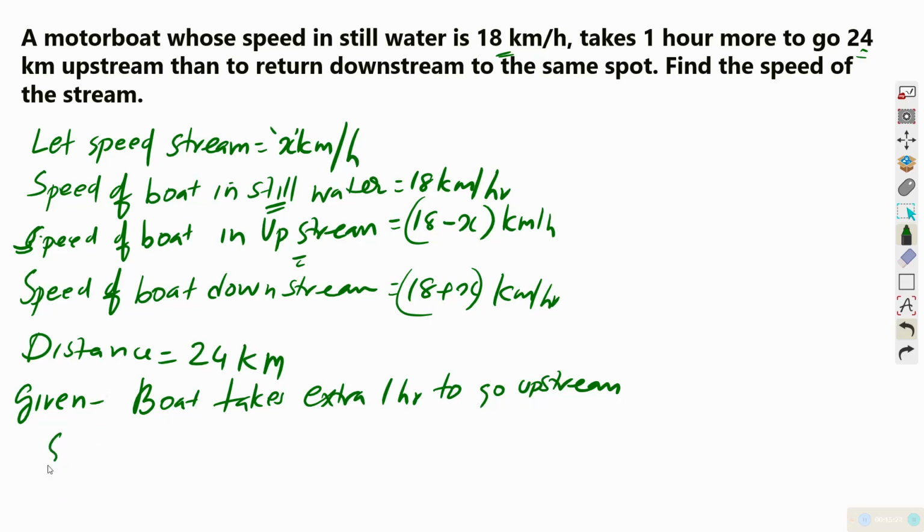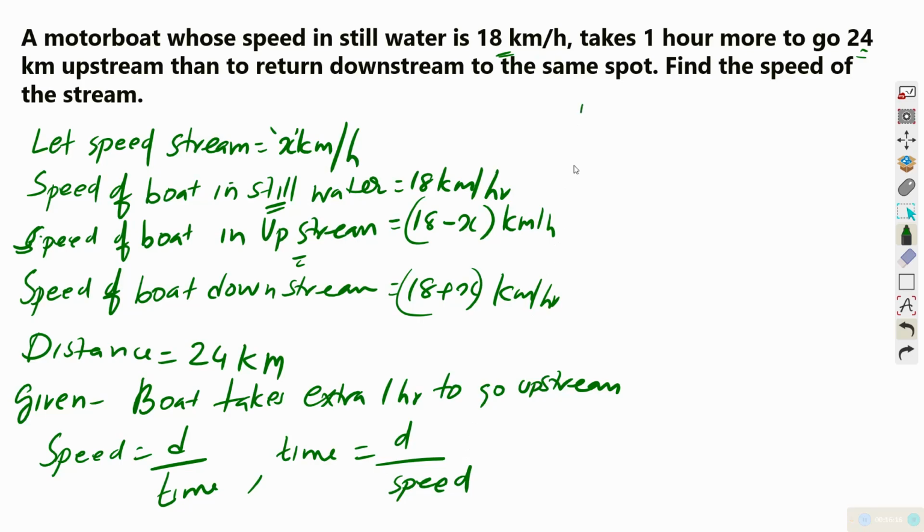We know that speed is equal to distance upon time. And distance is known to us. So we can rewrite it as time taken is equal to distance upon speed, and one of the times has 1 hour extra. So we'll equate with time. The upstream we will consider the time taken. For calculating the time we need distance and speed, which we have in our hand.